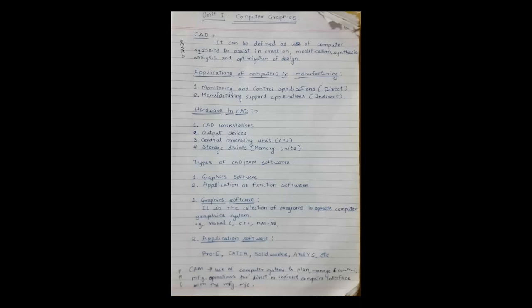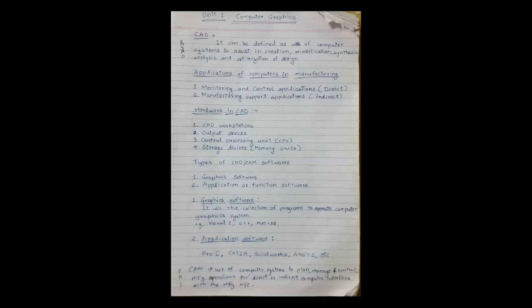Output devices: a single computer system or storage system is used for output, where you can manipulate and control a number of workstations in a single output device, and CPUs, memory units. So these are the hardwares used in CAD.